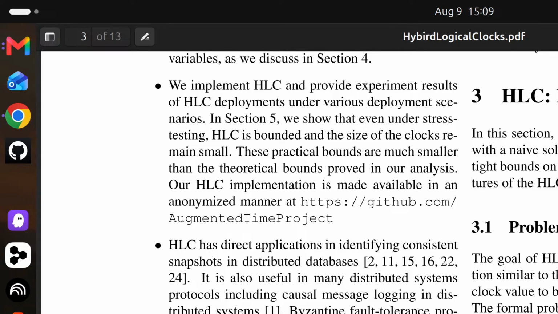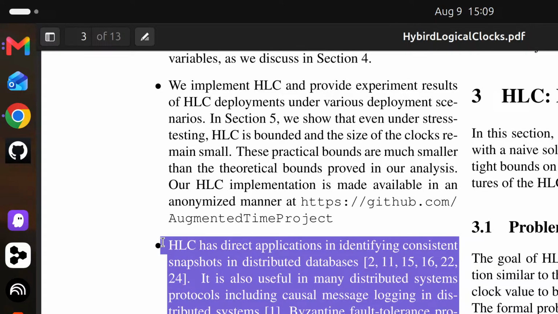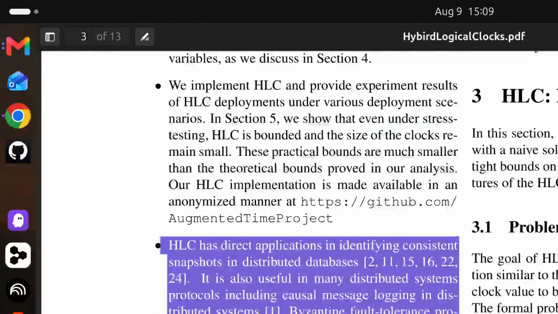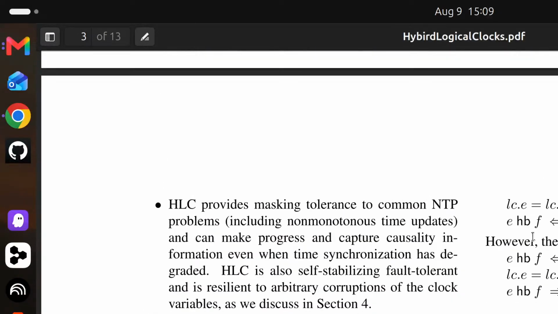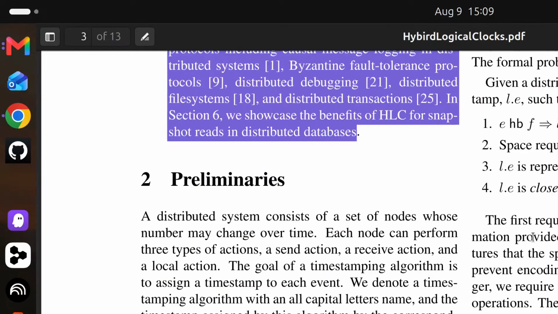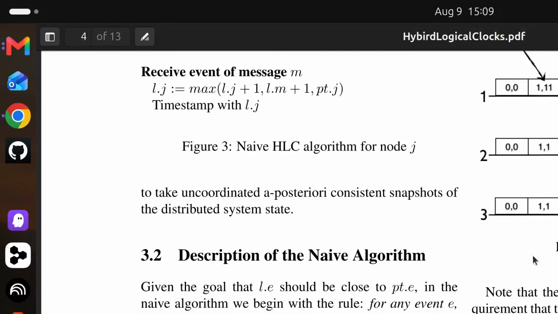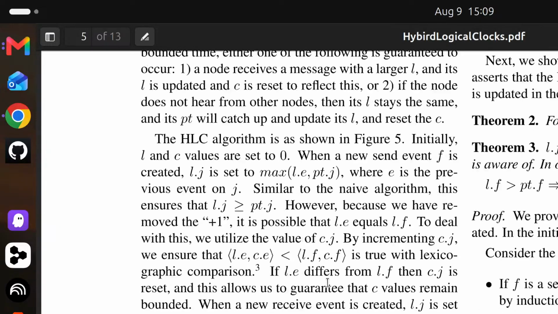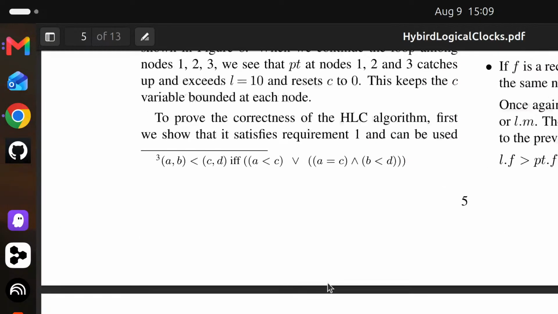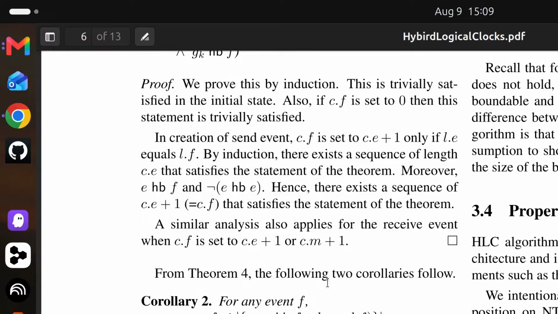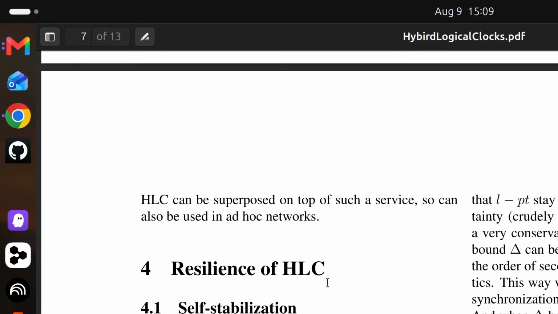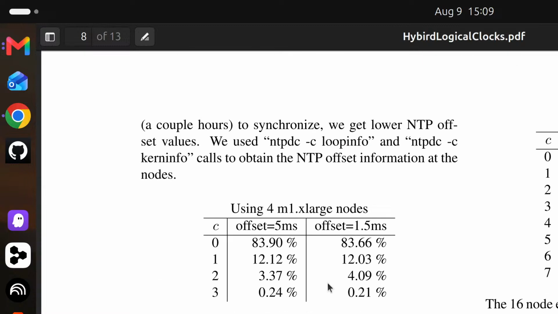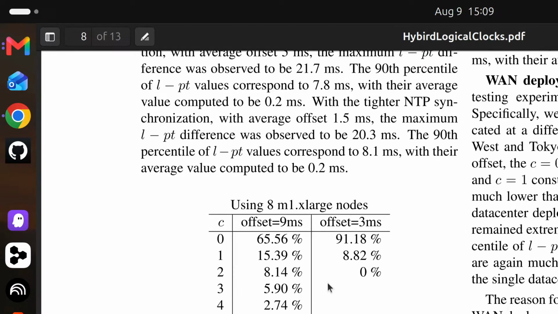Okay, I think I can do all this also now. First of all, preliminaries. Then we have logical clock, problem statement. The description of the naive algorithm, HLC algorithm, it is here. Theorem 1, theorem 2, these are the theorems, I think. Total properties of HLC, resolution of HLC, results, and these are some results here.